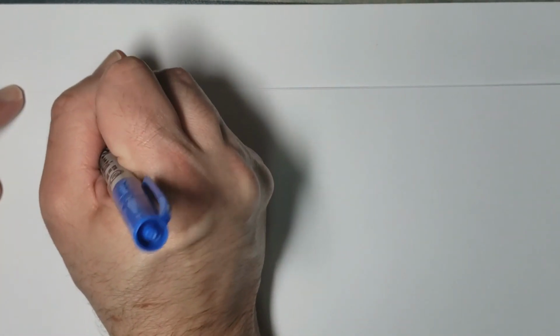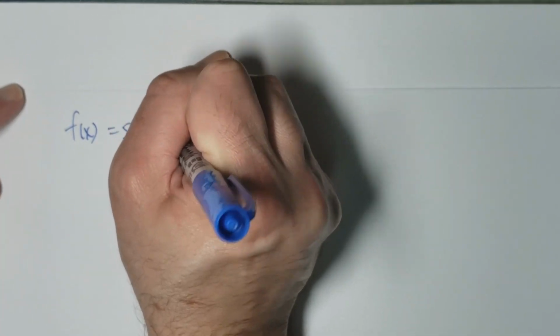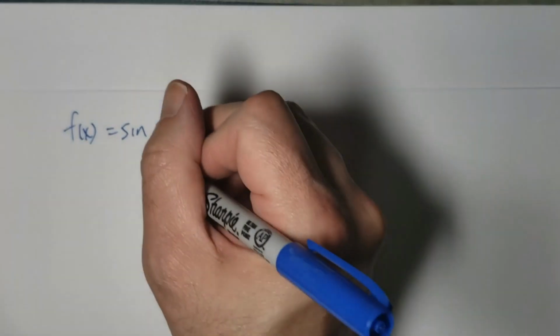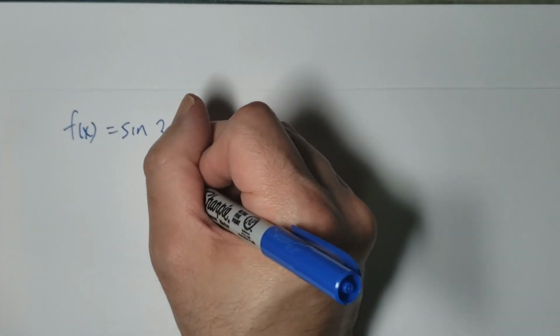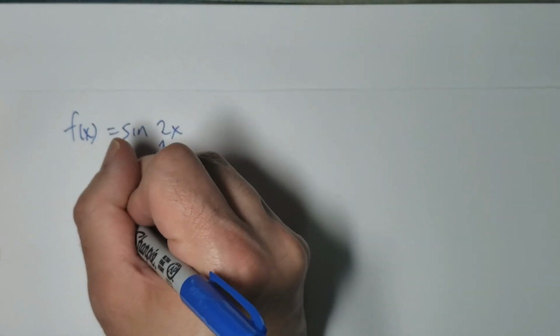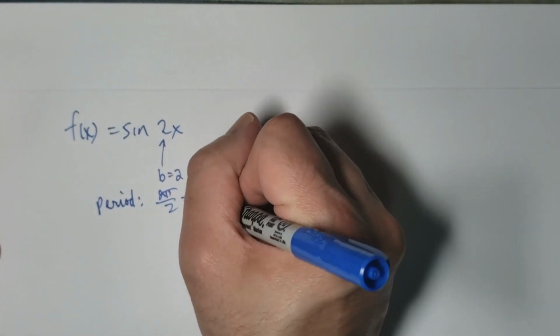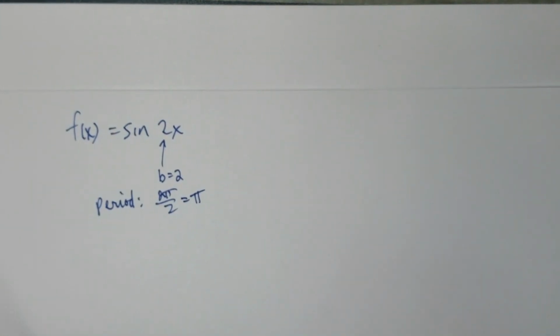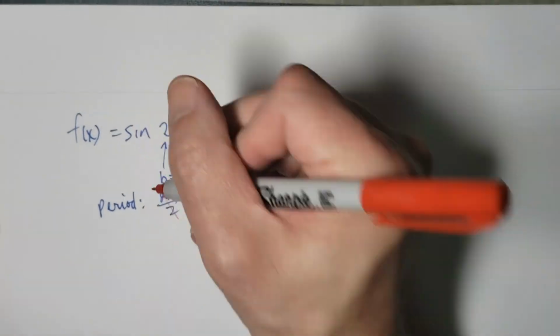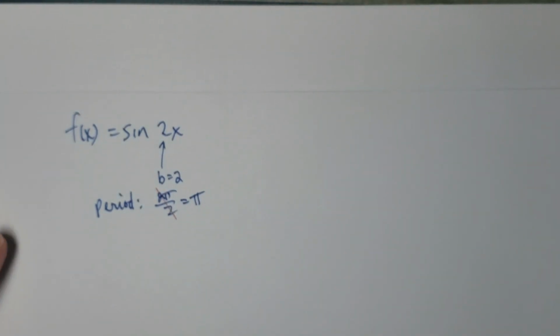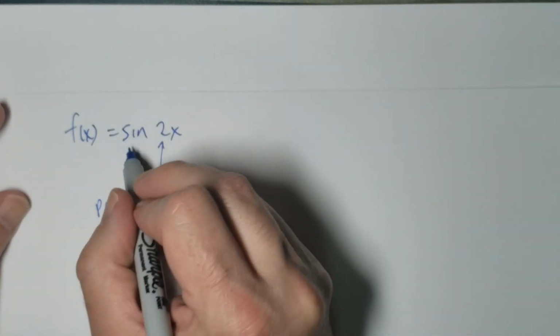All right, next one. Sine of 2x. Aha. So in this one, the b value is 2, which means that our period here is going to be 2 pi over 2, which you should be able to simplify. Cancel those out like a good Caps and Bellows student would do, and get pi. The amplitude is the number multiplied by sine.